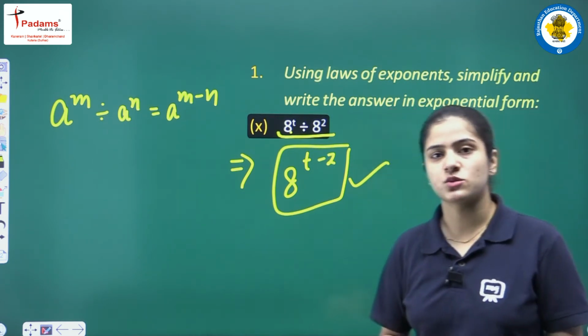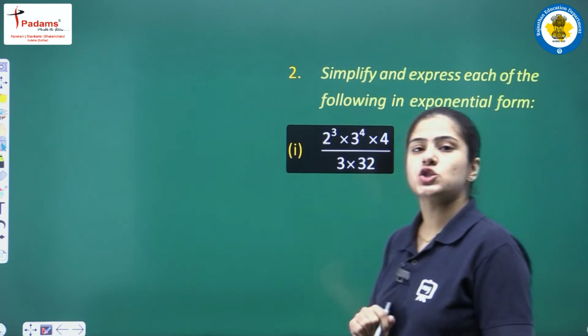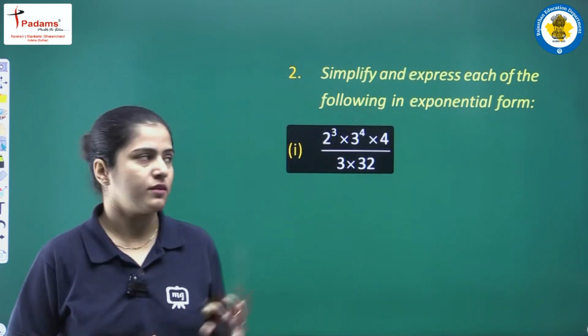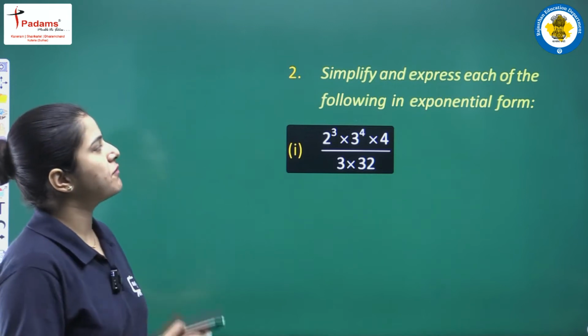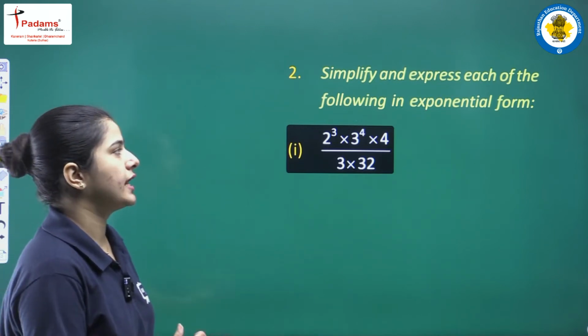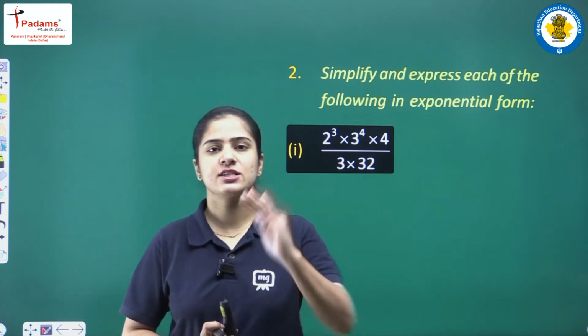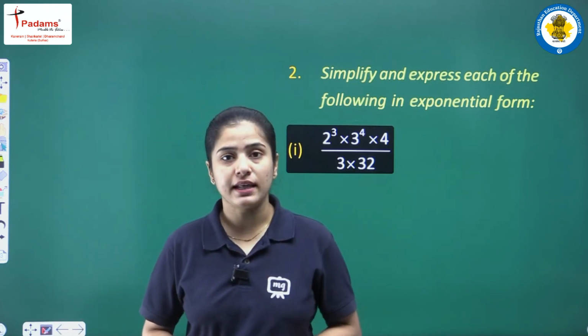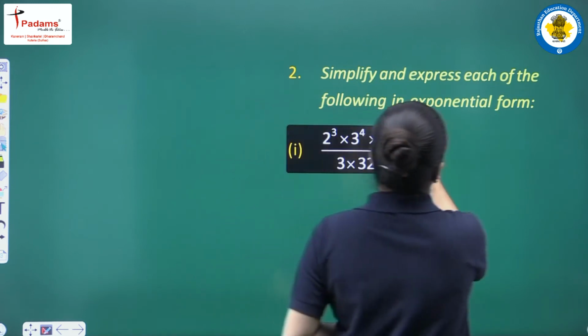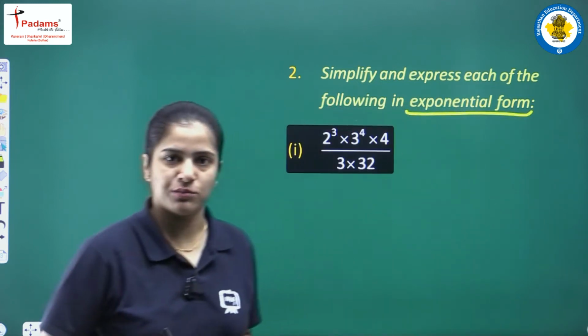Looking at the next question students, क्या है वो? Part 2, that is question number 2's part 1. What is that students? Simplify and express each of the following in exponential form. अब हमें इनको simplify करके लिखना है, मतलब basic solve करके लिखना है, और किस form में लिखना है? We have to express it in the form of exponential form, right students?